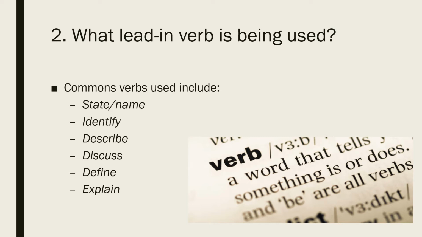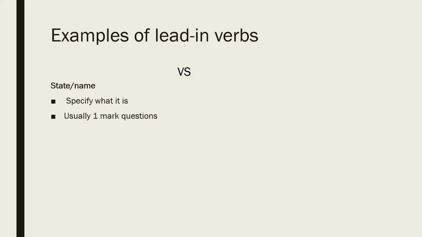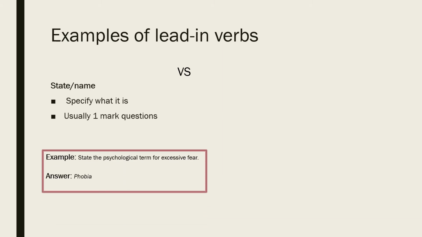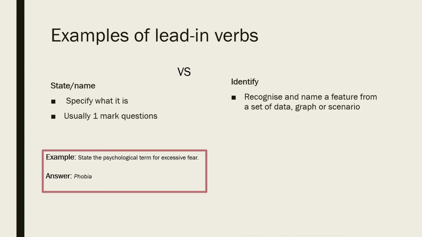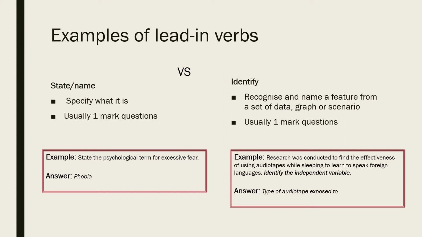Let's explore some of these in a bit more detail. For state and name questions, you simply need to specify what it is, hence these are usually only worth 1 mark. For example, in this state question, the answer is simply phobia. If the question uses the word identify, it means that you have to recognize and name a feature from a set of data, a graph, or a scenario. For example, in this question, the independent variable needs to be identified. As the answer is still only meant to be 1 or a few words, identify questions are also usually only worth 1 mark.